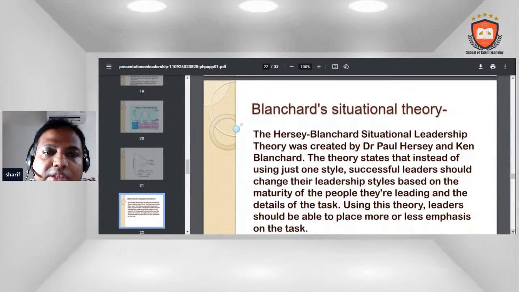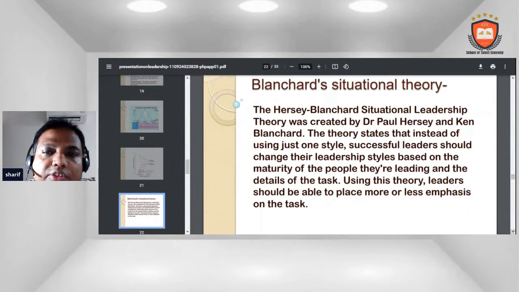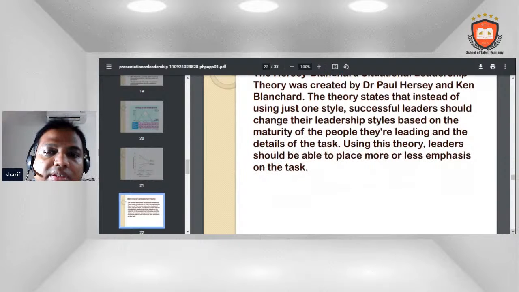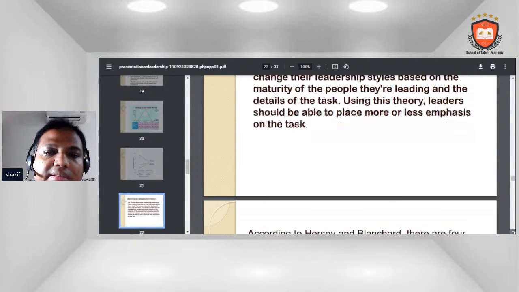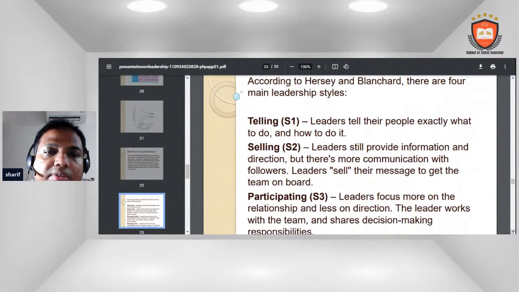Hersey-Blanchard's situational theory. The Hersey-Blanchard situational leadership theory was created by Dr. Paul Hersey and Ken Blanchard. The theory states that instead of using just one style, successful leaders should change their leadership style based on the maturity of the people they are leading and the details of the task. Using this theory, leaders should be able to place more or less emphasis on the task. According to Hersey and Blanchard, there are four main leadership styles.